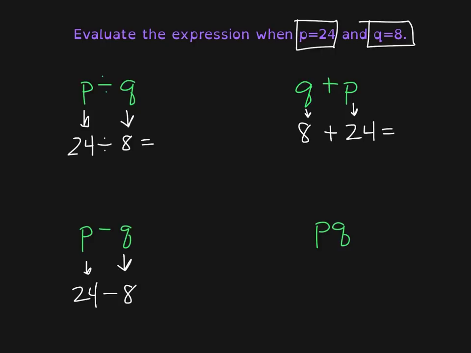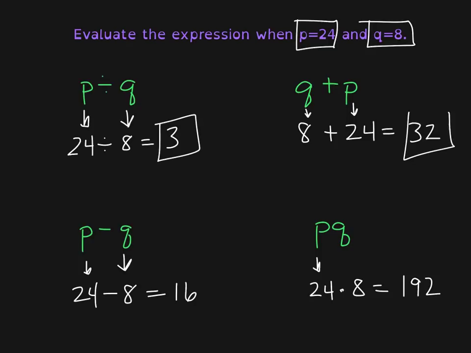And then this one over here, our final one, is PQ, which is when you have 2 variables together, it's always multiplication. So I've got P, which equals 24, times Q, which is 8. So these would all have to be solved, and your answers, I'll just post your answers because these are pretty simple ones. So we have 3, 32, 16, and 192.